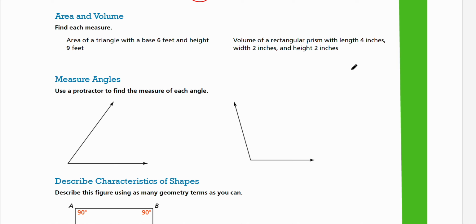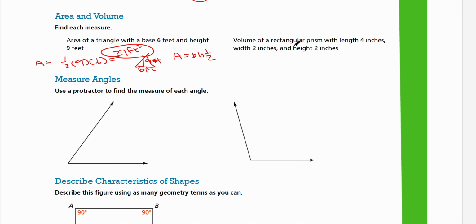Area of a triangle with a base of 6 feet and height of 9 feet. So you have a triangle and you have a base of 6 feet here, and then height is 9 feet, right? So the area would be base times height divided by 2. So you're going to multiply 9 and 6 together, divided by 2. 9 times 6 is 54, divided by 2, which is 27 feet squared. Don't forget that your units are squared for a 2D area.